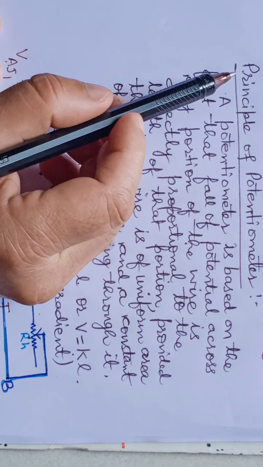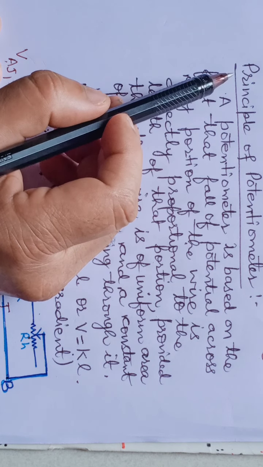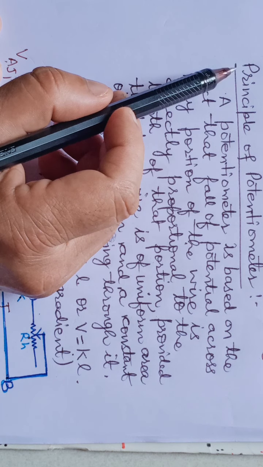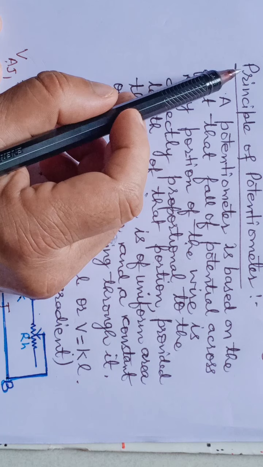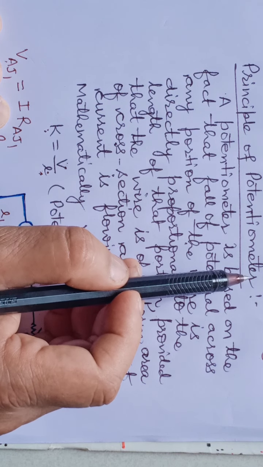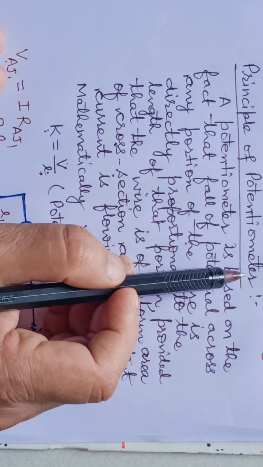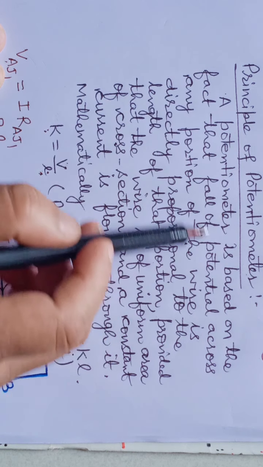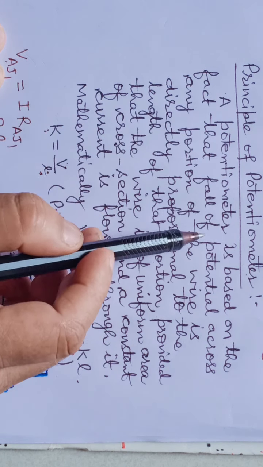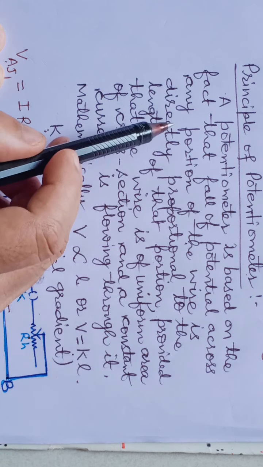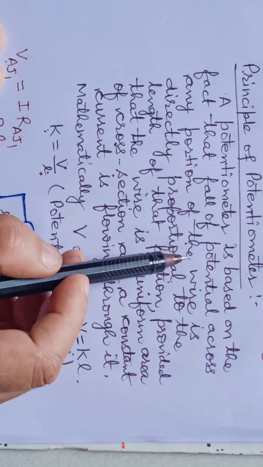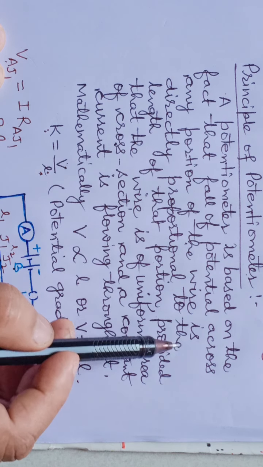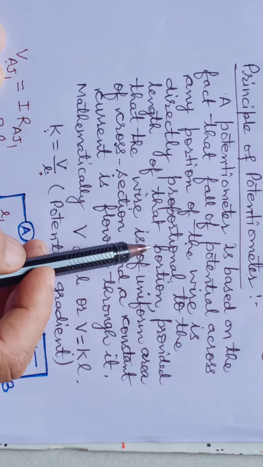Hello class. Now we shall try to understand and learn about the principle of potentiometer. A potentiometer is based on the fact that fall of potential across any portion of the wire is directly proportional to the length of that portion.